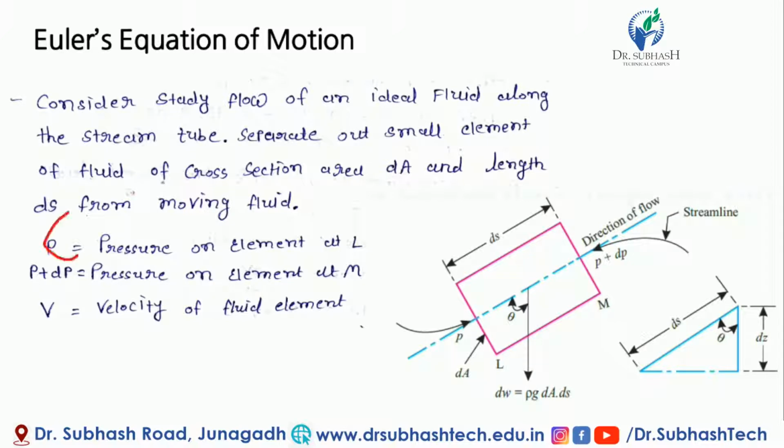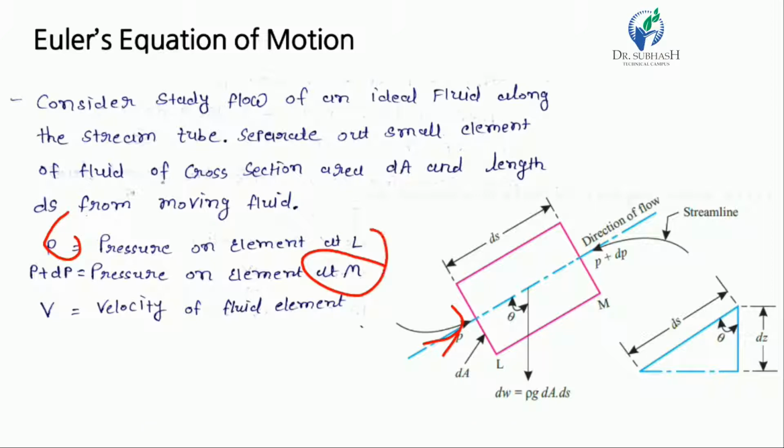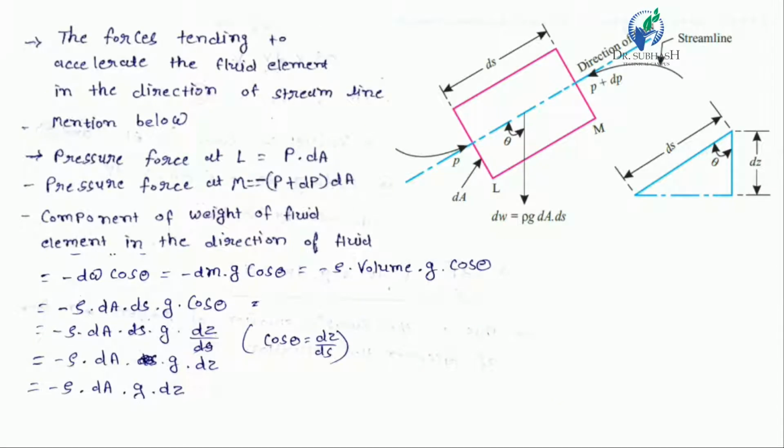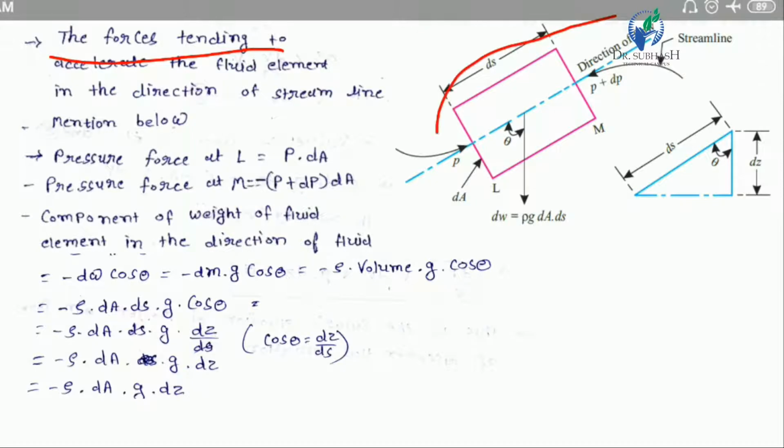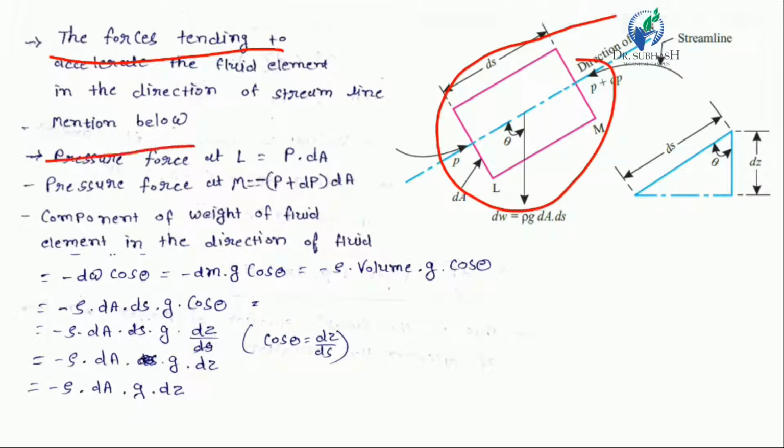Now pressure P is applied at L on the element and pressure at M is P plus dP. V is the velocity of the fluid element. The forces applied onto the fluid element are mentioned below.